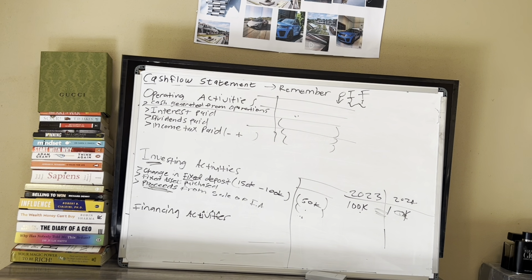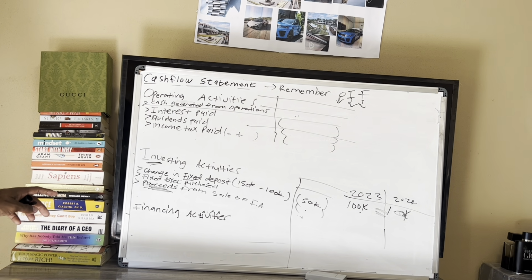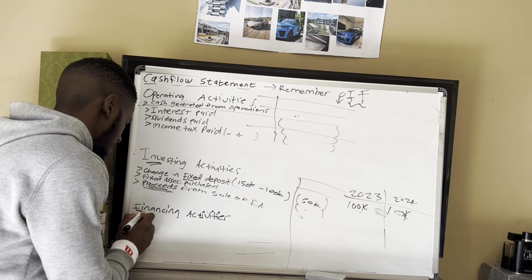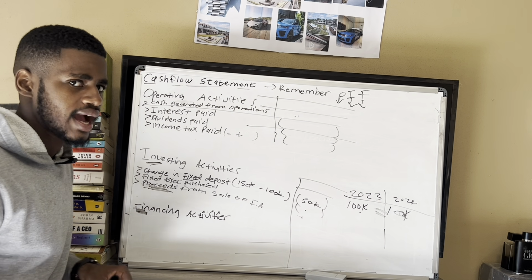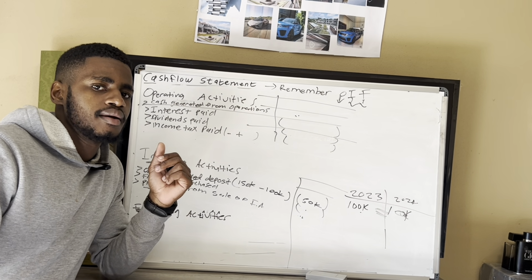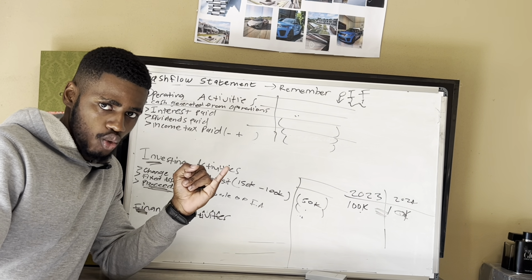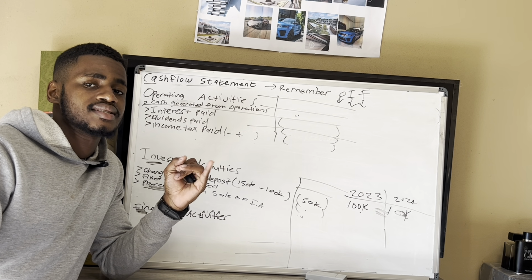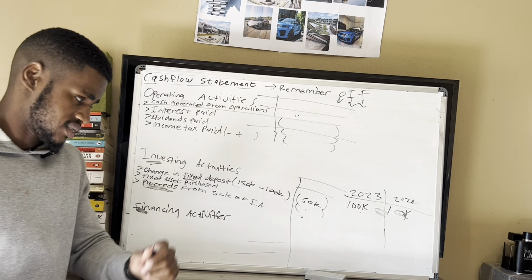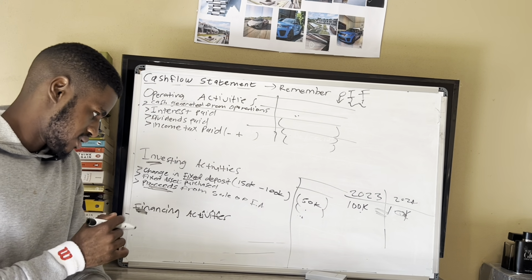Then we have our financing activities. When we talk about financing activities, as a company, there are two ways to finance. We can either finance by taking out a loan, or we can sell or buy back shares. So it's loan and shares.